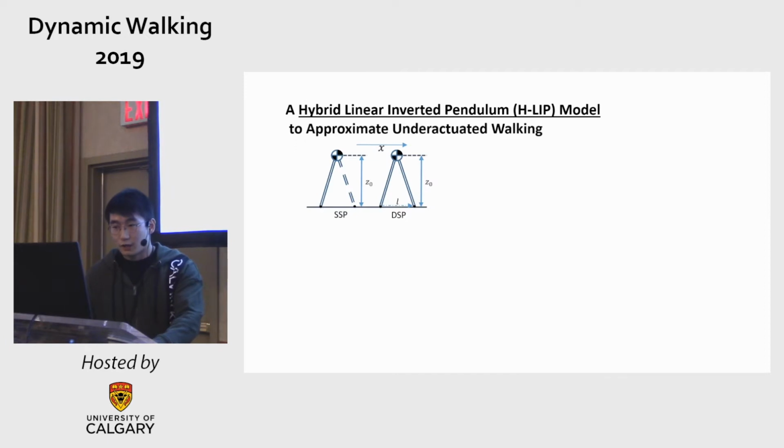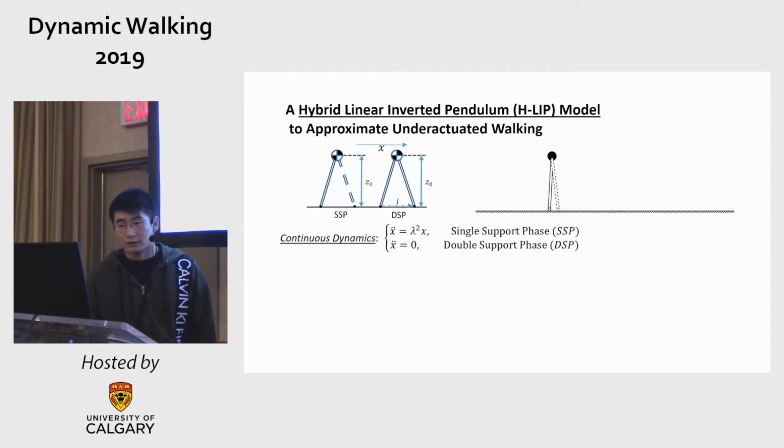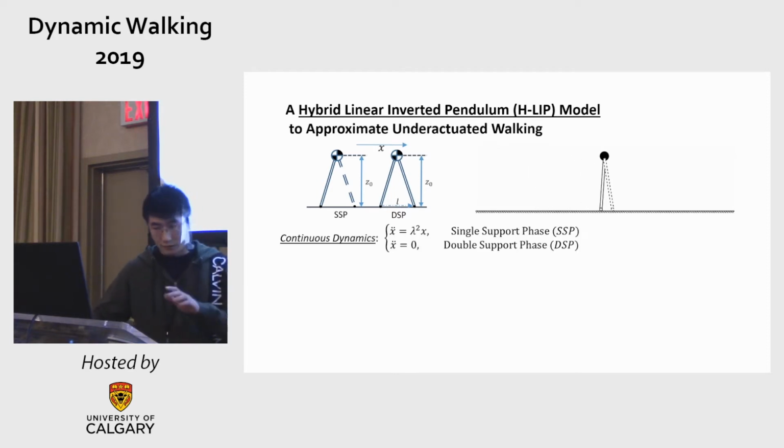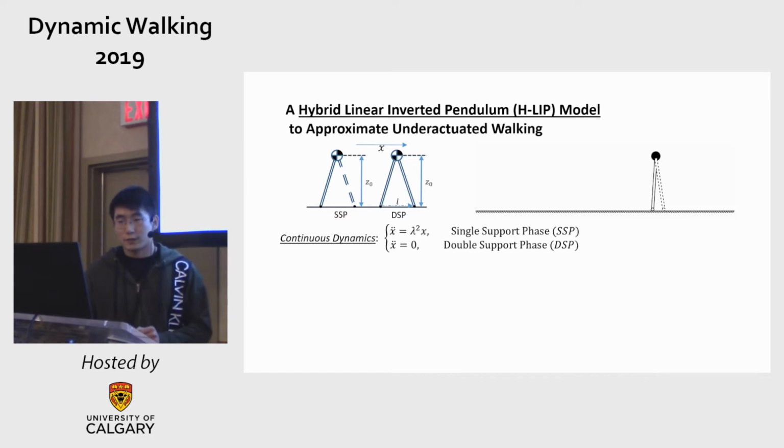So the model I propose is a hybrid linear inverted pendulum model. It has two domains, single support and double support. For the single support, I assume it's linear inverted pendulum dynamics without ankle actuation. And for double support, I just assume there's a constant velocity.